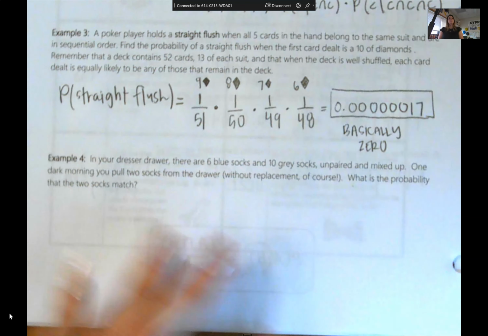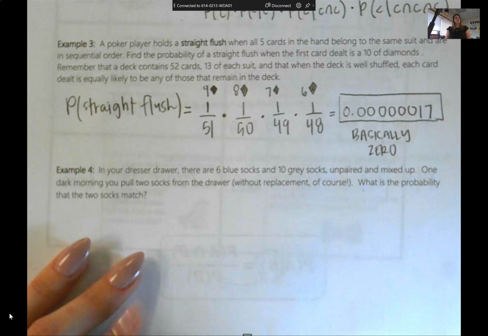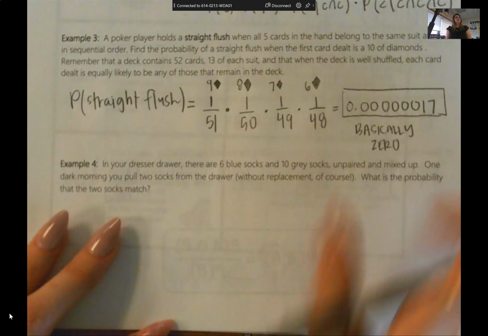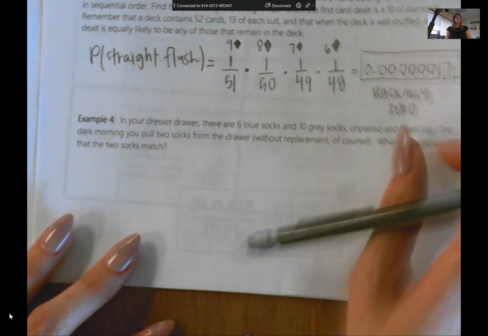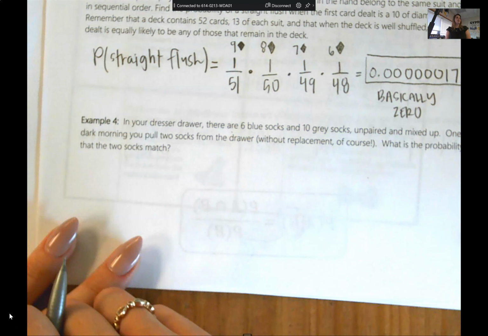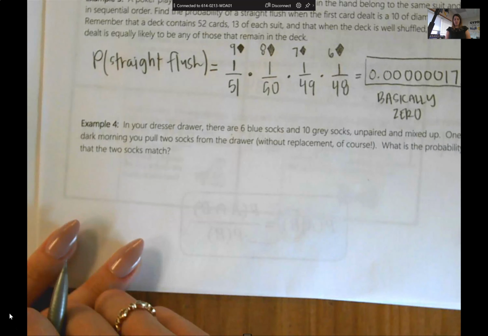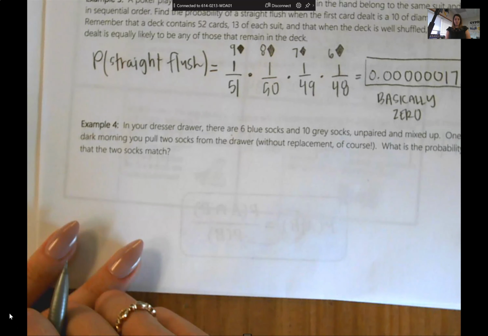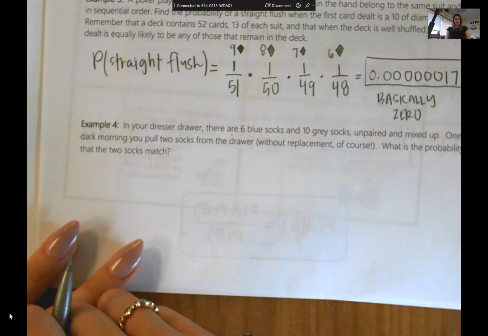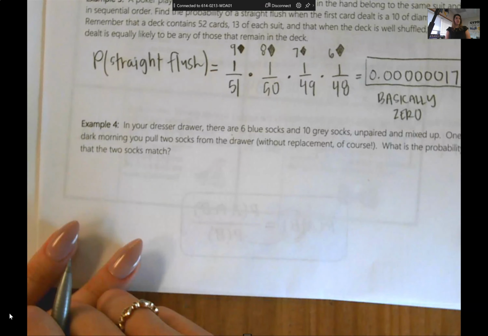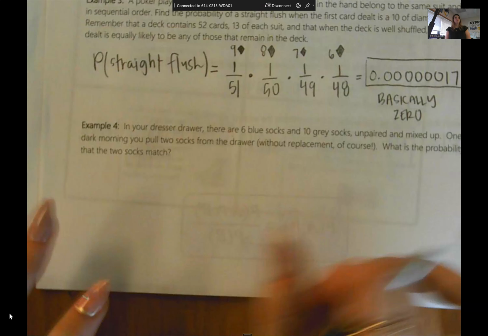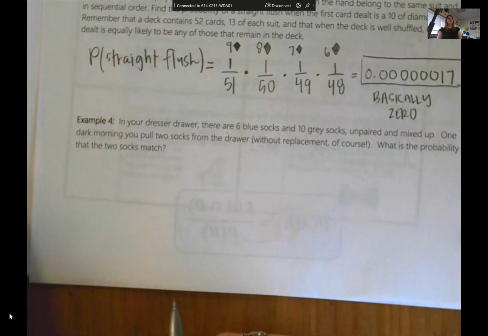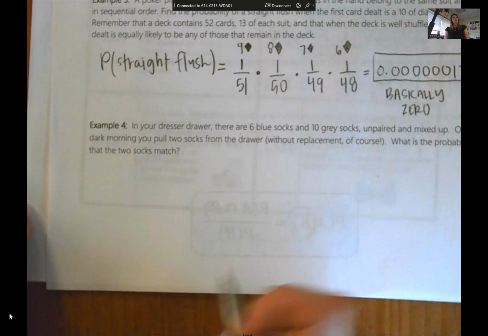We're okay on this one? Yes, no? Okay. In your dresser drawer, there are 6 blue socks and 10 gray socks, unpaired and mixed up. One dark morning, you will pull 2 socks from the drawer without replacement, because you need both. What is the probability that the 2 socks match? So this is exactly what Caden was asking about.